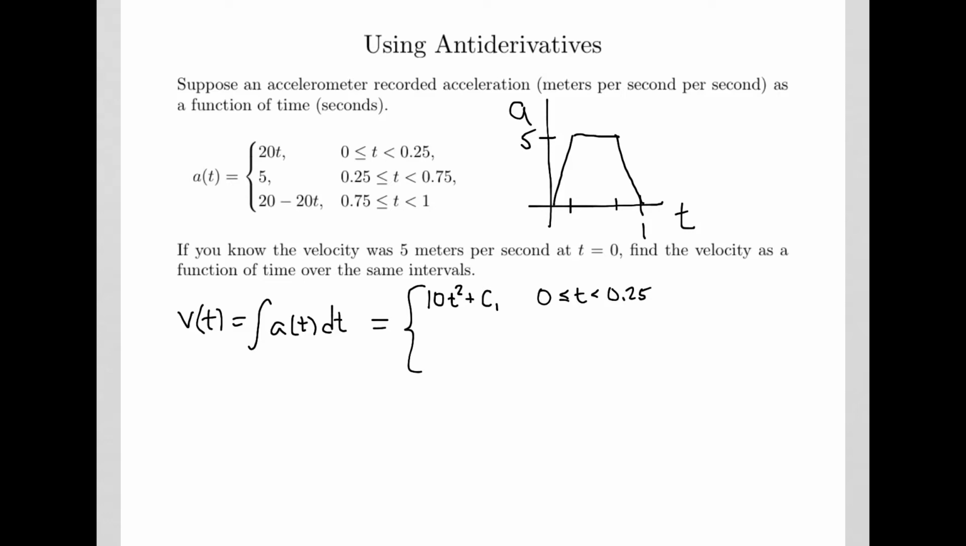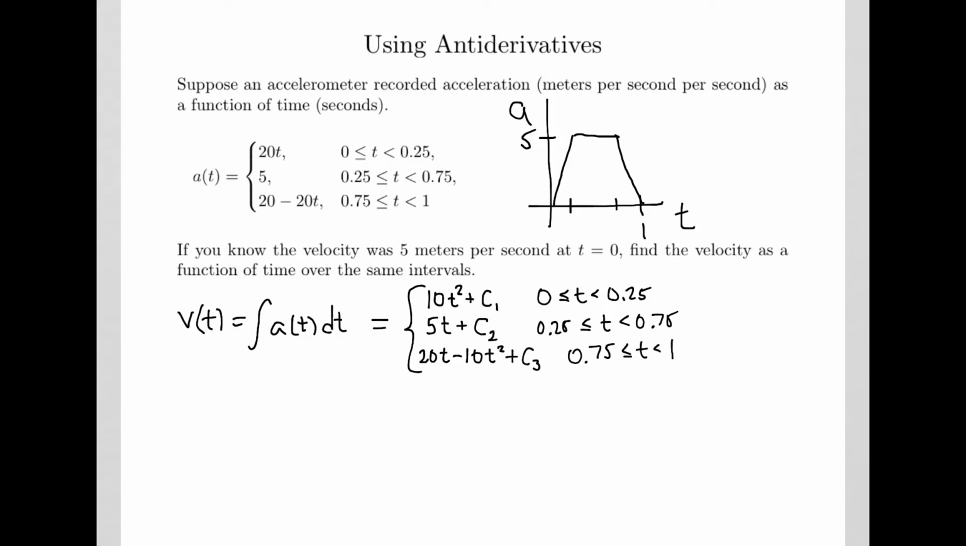The next piece, the acceleration was 5. So when I integrate that, I get 5t plus an integration constant. We'll have a different one, we'll call it c2. So this is between a quarter and 3 quarters. And then finally, on that last piece, we're going to integrate 20 minus 20t, and I get 20t minus 10t squared plus yet another integration constant. We'll call it c3, and that's for our last interval of time.